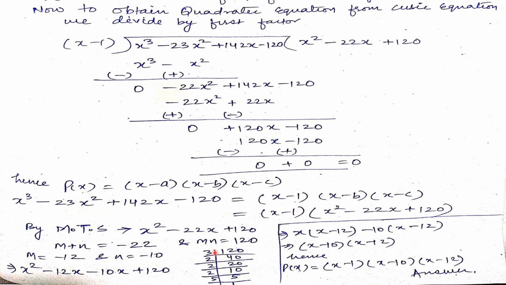So I've done this factorization. I have found values of m as minus 12, n as minus 10. Hence, I've written like this, taken common, and I've got (x minus 10) into (x minus 12). Hence, the final answer is (x minus 1) in bracket into (x minus 10) into (x minus 12).